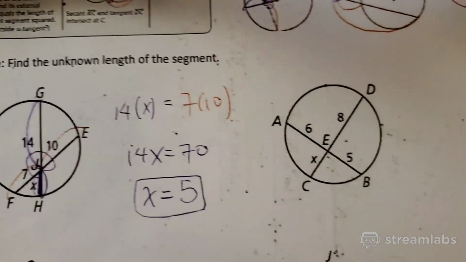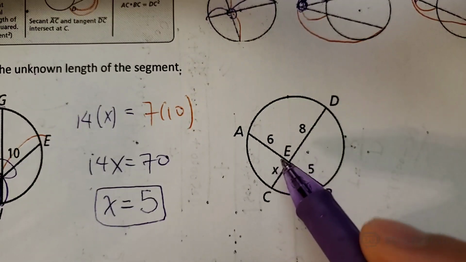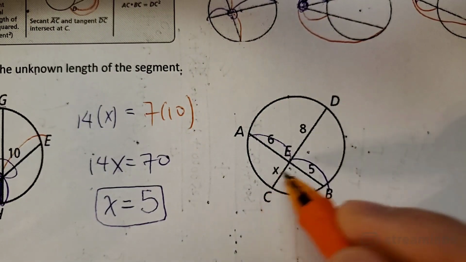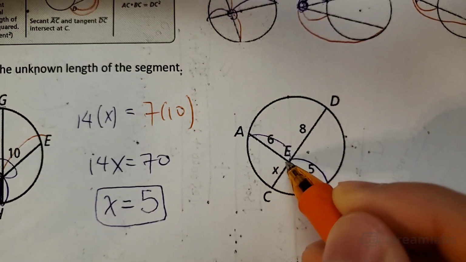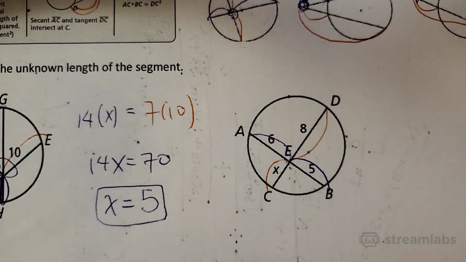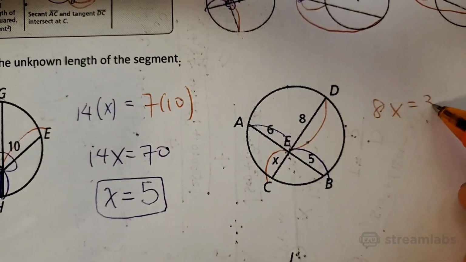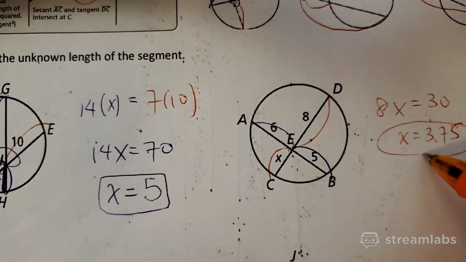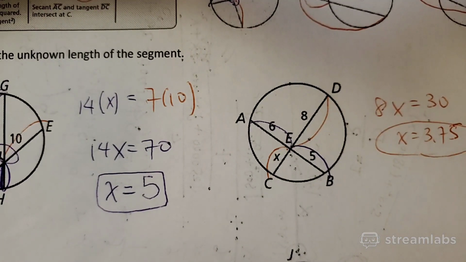All right, final answer yet? Should be quick, right? What's the answer? So these two multiply together. So 8x is equal to 30. So x is equal to 3.75. How are we doing? Good? Make sense?